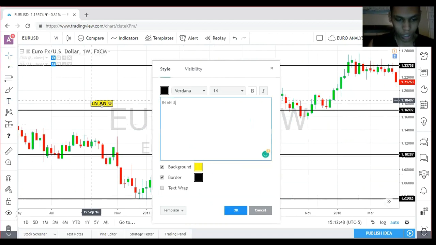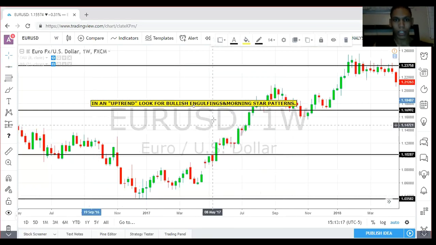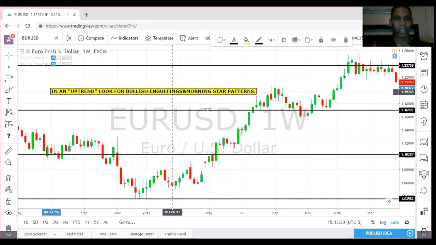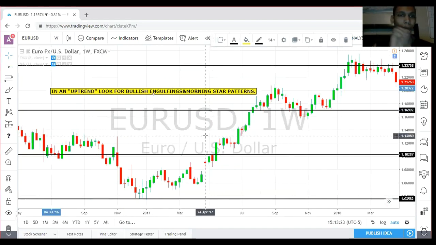In an uptrend, look for bullish engulfings and morning star patterns. Okay, write that down. In an uptrend, you only want to look for bullish engulfings and morning star patterns.